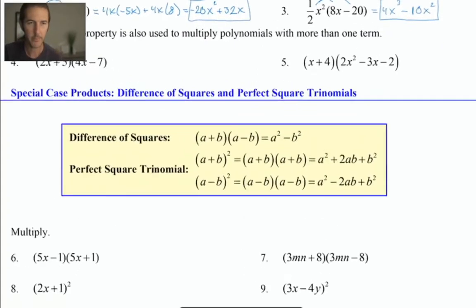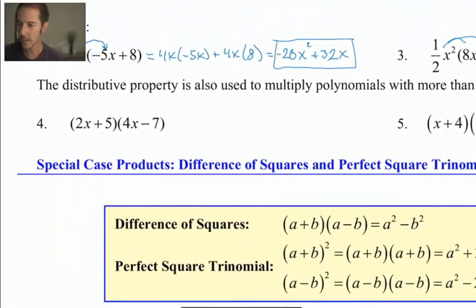Sorry about that. Okay, so we can multiply or distribute this binomial into another binomial. So we can multiply that 2x plus 5 times the 4x, and we could do 2x plus 5 times the negative 7. There's a shortcut, however, and I'm not even going to show you doing it that long way because we're never going to do it that way ever again.